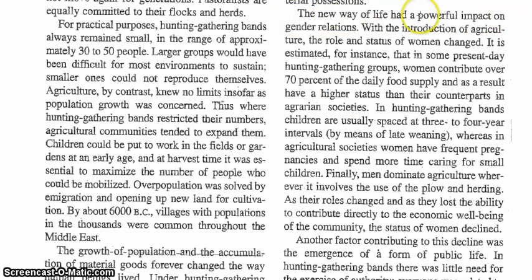The new way of life had a powerful impact on gender relations. With the introduction of agriculture, the role and status of women changed. It is estimated, for instance, that in some present-day hunting and gathering groups, women contribute over 70% of the daily food supply, and as a result have a higher status than their counterparts in agrarian societies. In hunting and gathering bands, children are usually spaced at 3 to 4 year intervals by means of late weaning, whereas in agricultural societies, women have frequent pregnancies and spend more time caring for small children. Finally, men dominate agriculture wherever it involves the use of the plow and herding. As their roles changed and they lost the ability to contribute directly to the economic well-being of the community, the status of women declined.